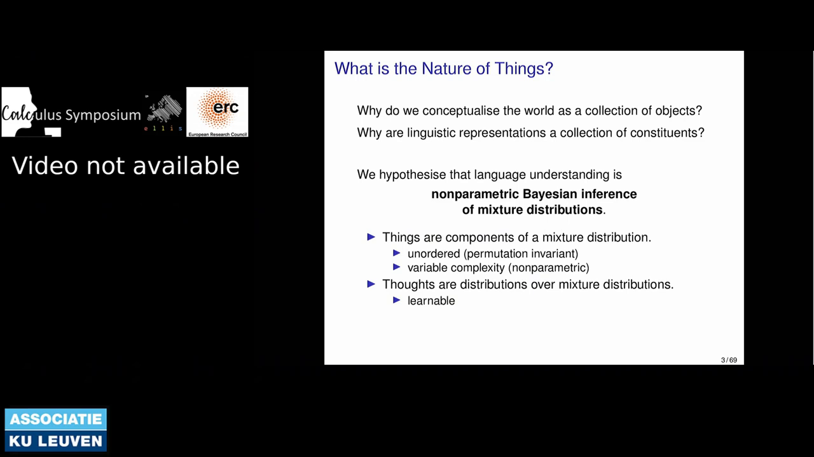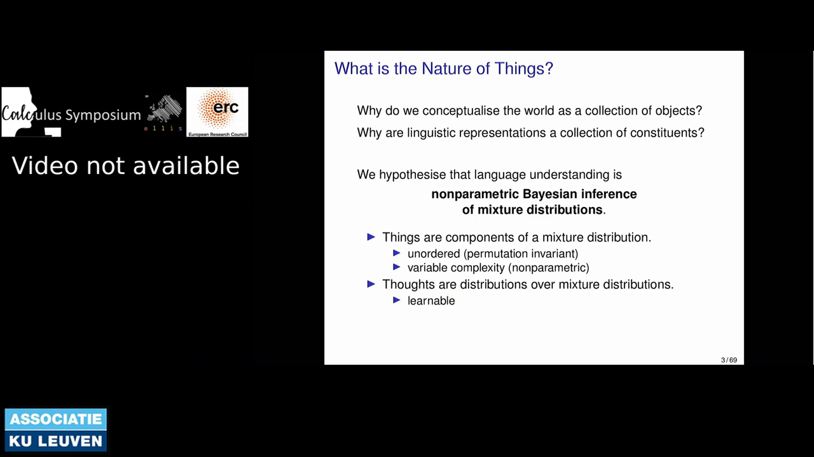What I'm going to argue in this talk is the reason we do that is because we're doing nonparametric Bayesian inference of mixture distributions. So I'm probably not expecting you to have that be an intuitive thing that you can grasp right away, but hopefully by the end of the talk I'll convince you that that's why we segment the world into objects, because we're doing nonparametric Bayesian inference.